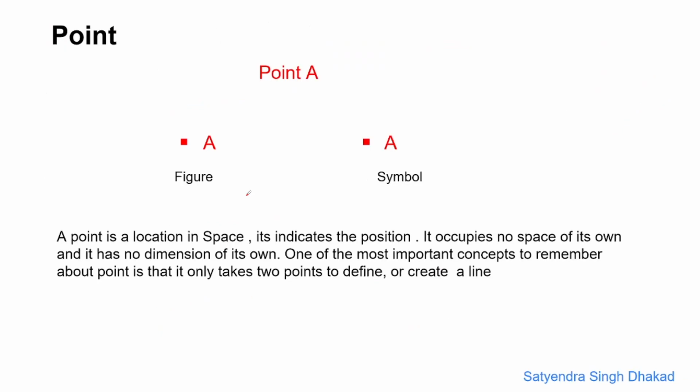Point. What is a point? In simple words, a point is a circle of 0 radius. A point is a location in space.